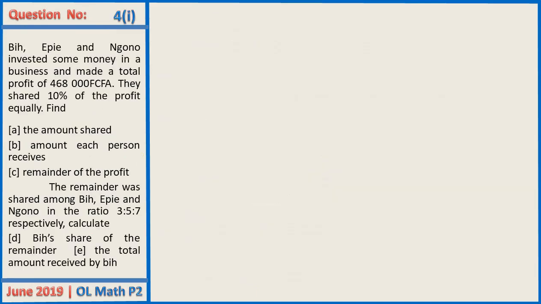Question number 4. The first part, B, Epie and Ngono invested some money in a business and made a total profit of 468,000. They shared 10% of the profit equally. So 10% of this profit, which is what we are calculating in A, is 10 over 100 times 468,000, giving us 46,800 francs.